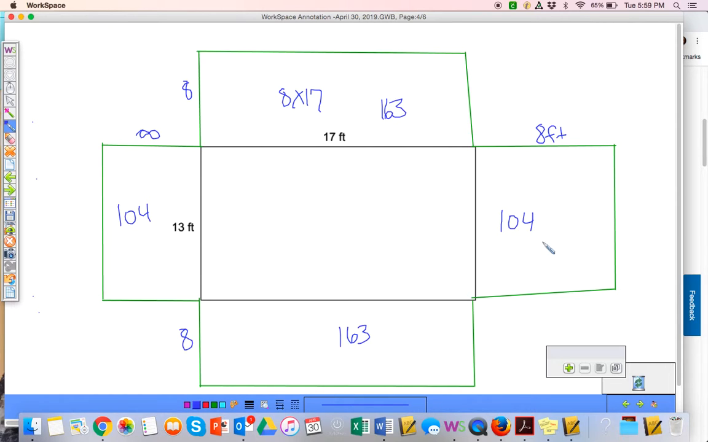So all we're going to do to figure out how much space we have on our wall is we're going to do 163 plus 163 plus 104 plus 104. So if I add those together, I get 444.